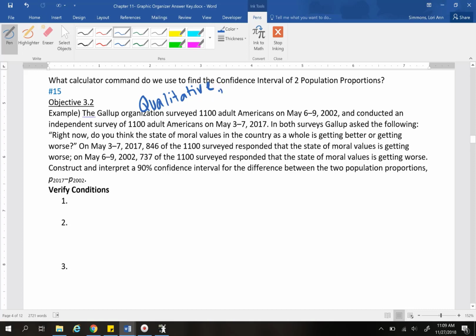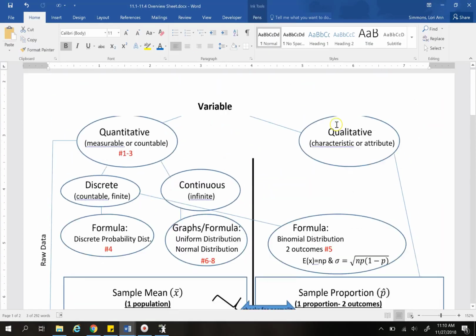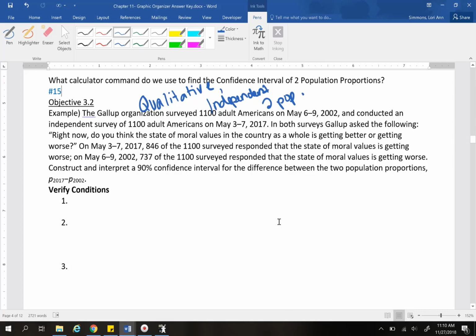Independent or dependent? Our moral values and what we think is going to be independent from these two samples, right? And notice that we have two different dates, so that's two populations. So if you follow this on your overview sheet, go to qualitative, right hand side, two population proportions that are independent. So we'd be working right here again. So it was an independent survey. That's another way you can find it. And we can assume it was random. So random and independent.